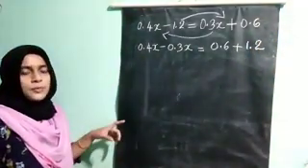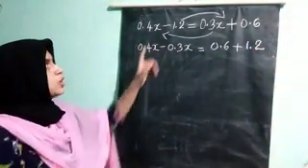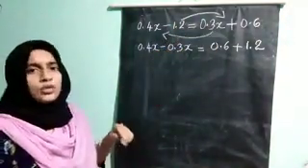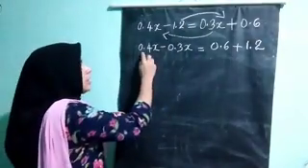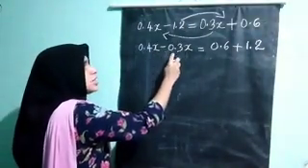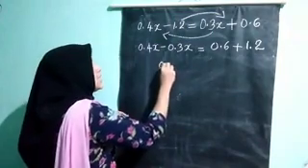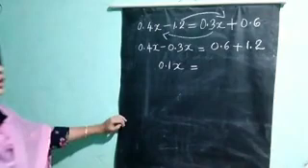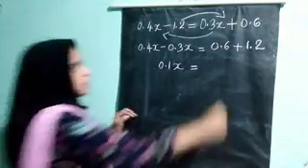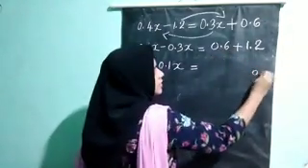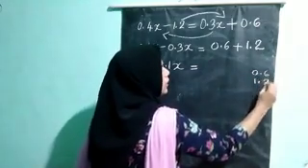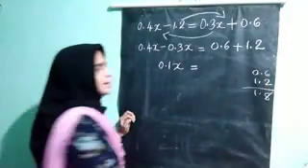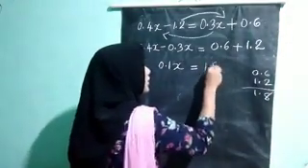You can do two steps. Okay. First transpose 0.3x to this side. Then transpose 1.2. Don't worry. Now we have 0.4x minus 0.3x. When you subtract, you will get 0.1x equal to 0.6 plus 1.2. You will get 1.8. When you add that, you will get 1.8.